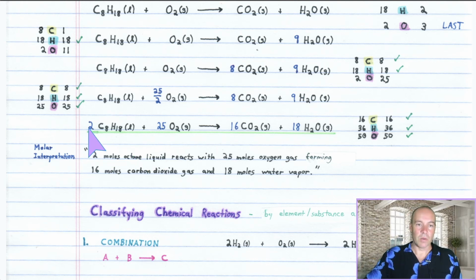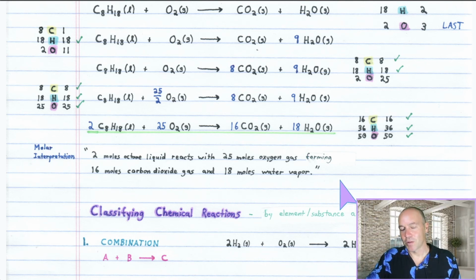Okay, so instead of 2 molecules of octane, let's do the molar count. 2 moles of octane liquid reacts with 25 moles of oxygen gas, forming 16 moles of carbon dioxide gas and 18 moles of water vapor. So you see, that's how you interpret it. So 2 different ways to interpret: molecular interpretation or molar interpretation.